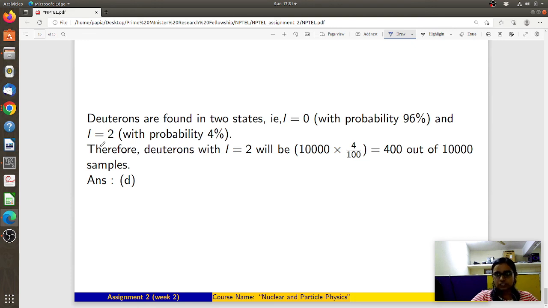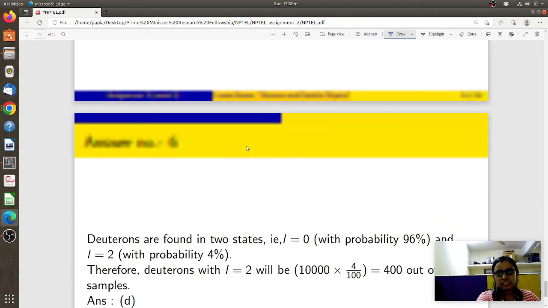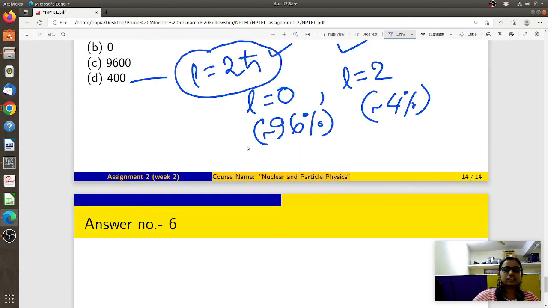Do you understand? I think it's very simple. If you know the percentage for L equals 0 and the percentage for L equals 2, then you can just calculate by multiplying that number with the total sample. It's a probability thing, so 10,000 times 4 by 100 is 400. So these 6 questions I wanted to explain to you.